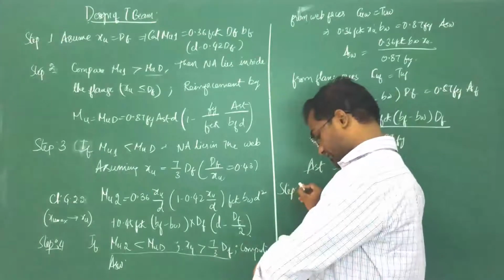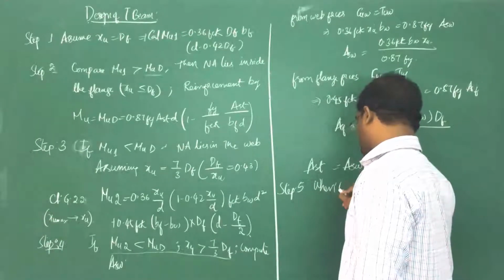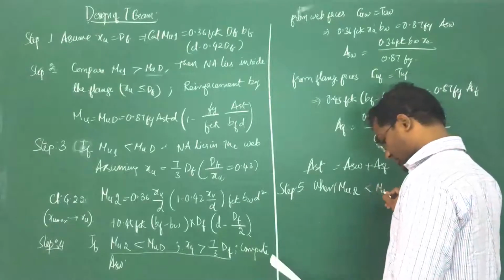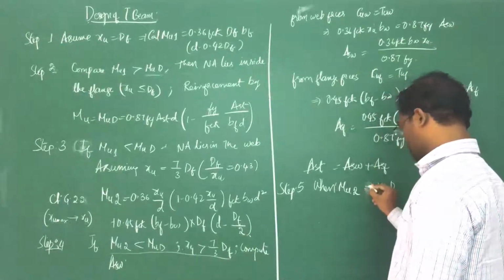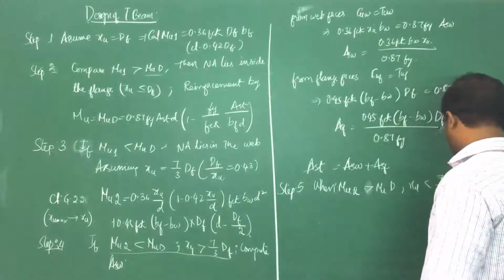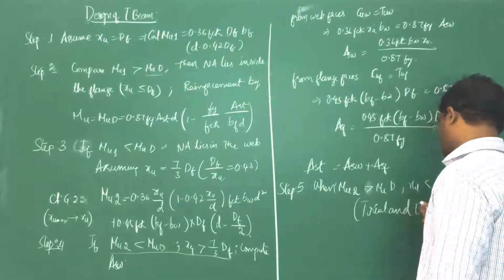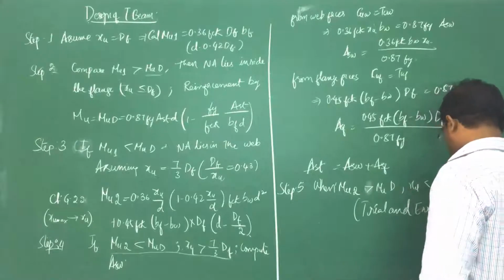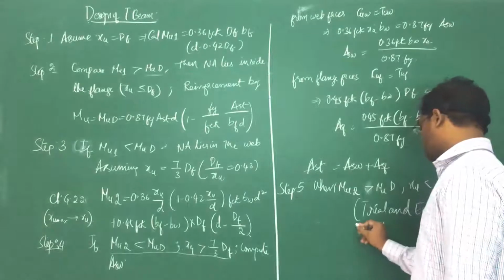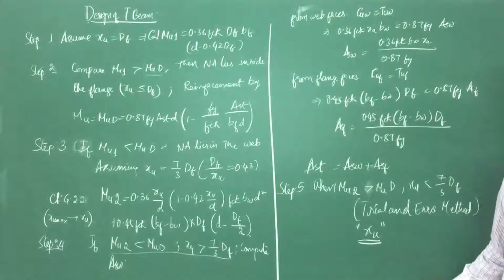In step number 5, when Mu2 is less than Mud, or when Mu2 is greater than Mud and when Xu is less than 7 by 3rd of Df, we have to follow the trial and error method. Why? Because the exact value of Xu is not known, so we have to assume a neutral axis and proceed, which we will discuss while doing the problem.